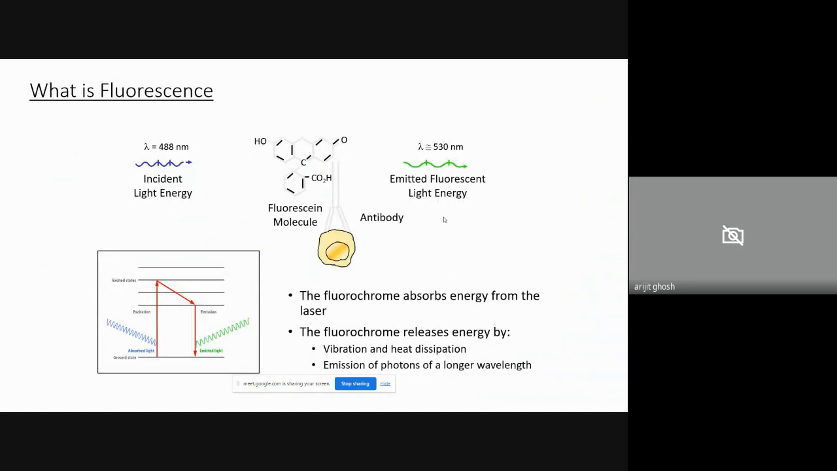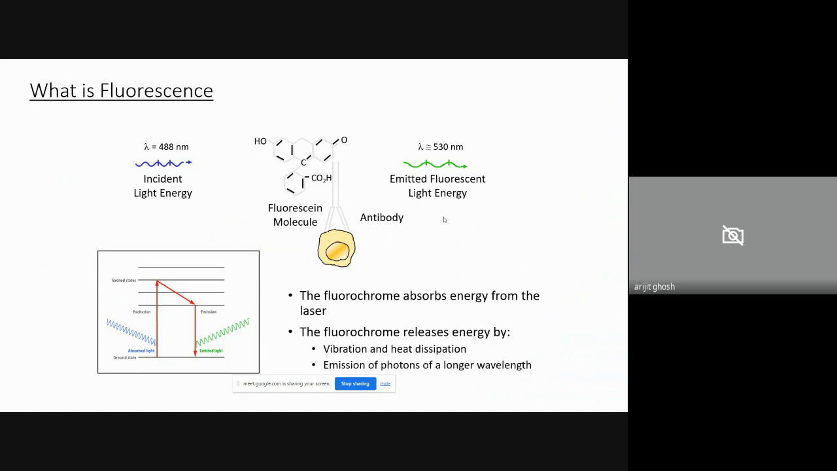Now the most important thing of a flow cytometer is fluorescence. So first we have to understand what fluorescence is. Fluorescence is a property exhibited by some compounds or particles called fluorochromes that absorb energy from a light source of a particular wavelength, become activated, and reach an excited state, which is a very unstable state.